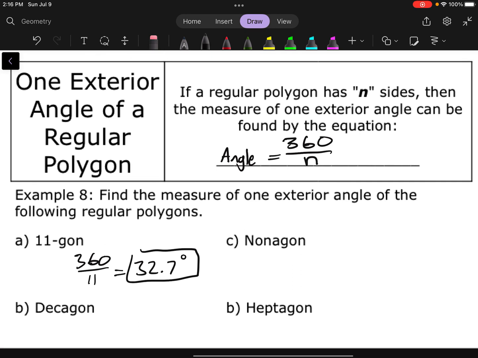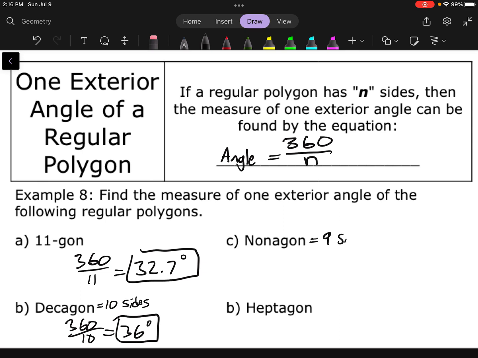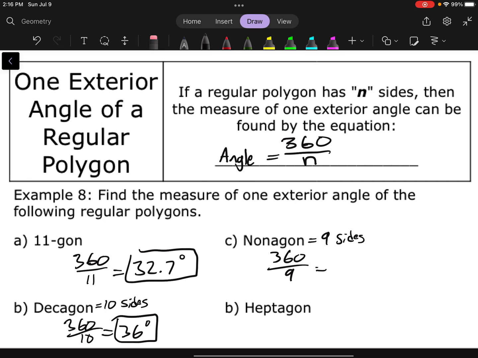For a decagon, of course, 10 sides. So we would do 360 divided by 10, and we would get 36 degrees. So 10 36-degree angles would give us the sum of 360. For a nonagon, 9 sides, so we would do 360 divided by 9, which would give us 40. So 9 exterior angles, each being 40 degrees for a regular nonagon, would sum up to be that 360.